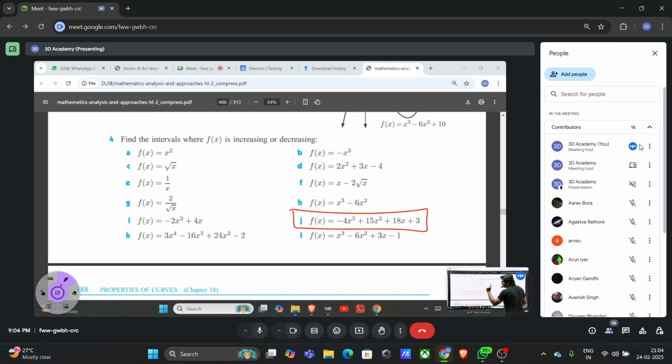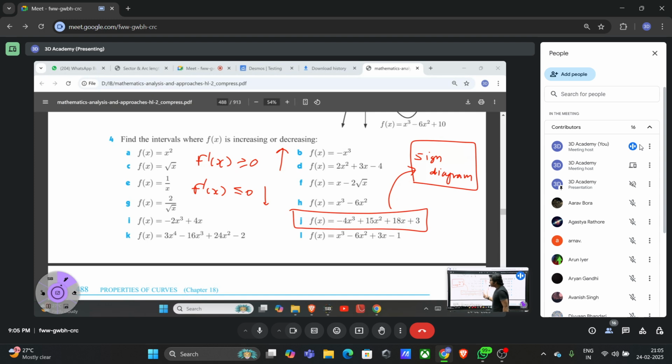See, I gave you one point, that is if f dash of x is greater than or equal to 0, it is increasing. If f dash of x is less than or equal to 0, it is decreasing. How to find whether it is increasing or decreasing? There is one additional point here: you have to draw the sign diagram. What you have to draw? The sign diagram of the differentiated function. How do you draw the sign diagram? We will understand. First, give me the differentiation of this question. You can already find the differentiation, guys.